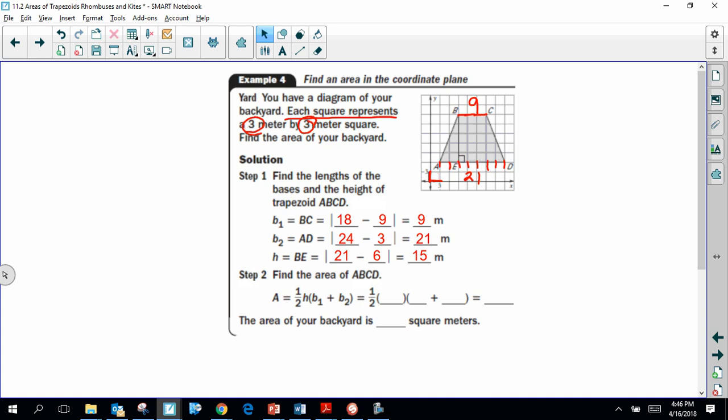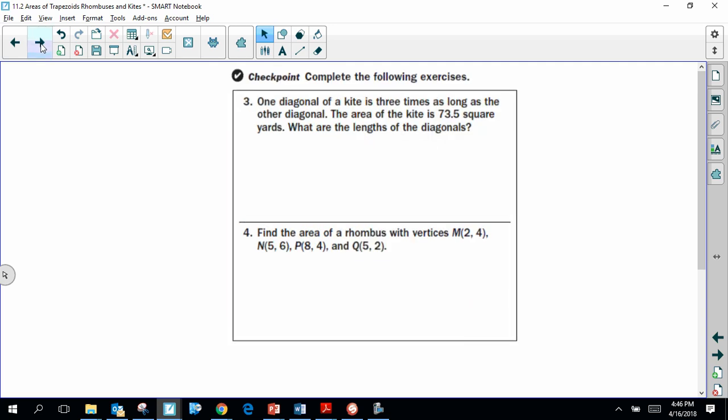But anyway, now that we know the lengths of the three values that we need, the two bases and the height, substitute them into the equation for area of a trapezoid, and this one is 225 units squared. So here, this is the last of it. Again, go ahead and just pause the video and work out these two problems, and when you're done, go ahead and hit play and see how your answers look compared to mine.